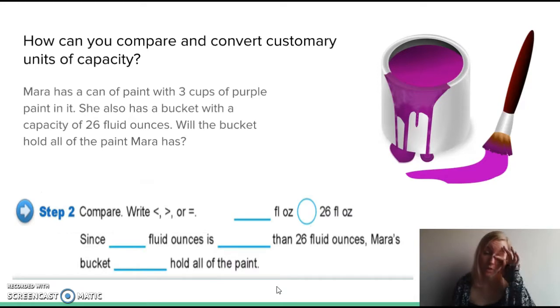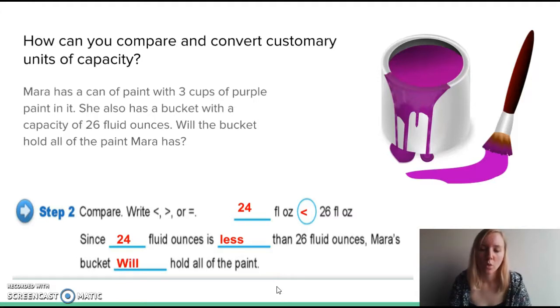Alright, step 2, we are going to write greater than, less than, or equal to 26 fluid ounces. So our answer was 24 fluid ounces, which is less than 26 fluid ounces. Since 24 fluid ounces is less than 26 fluid ounces, Mara's bucket will hold all of the paint.